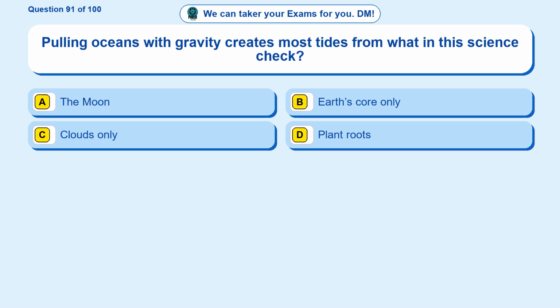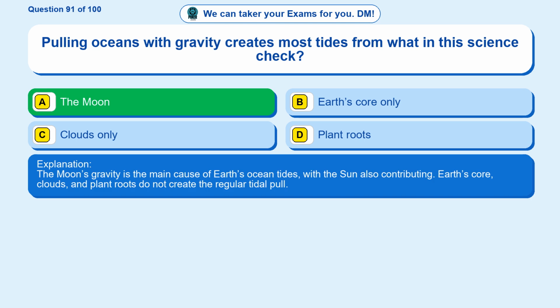Question 91. Pulling oceans with gravity creates most tides from what in this science check? Option A, the moon. Option B, Earth's core only. Option C, clouds only. Option D, plant roots. The correct answer is option A. The moon. The moon's gravity is the main cause of Earth's ocean tides, with the sun also contributing. Earth's core, clouds, and plant roots do not create the regular tidal pull.